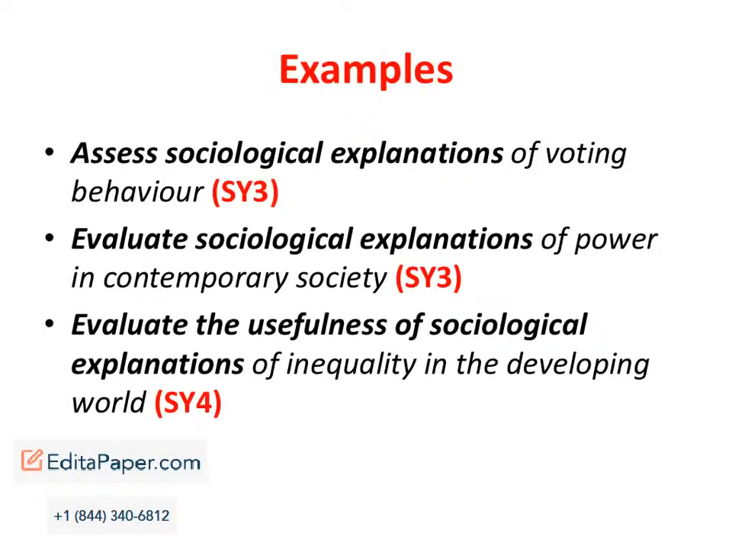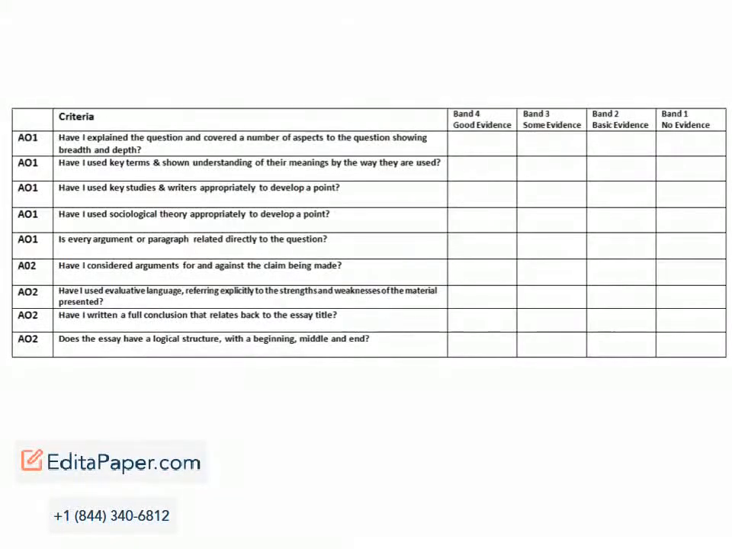So with all of these questions, you've got to identify a range of sociological theories or explanations of either voting behaviour or power or inequality, but then you've also got to weigh up the strengths and weaknesses of these perspectives. Now, just to finish this screencast on essay writing, I want you in a moment to hit the pause button and study this grid that you can see on the screen at the moment.